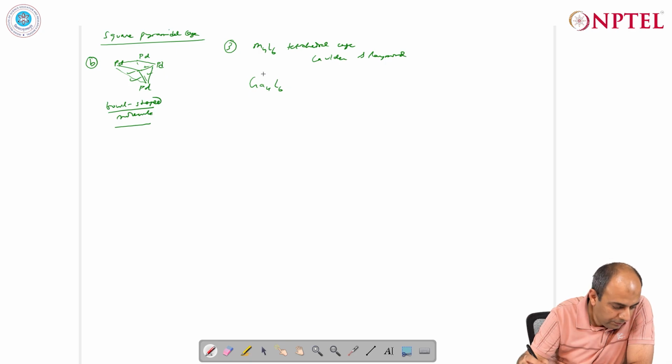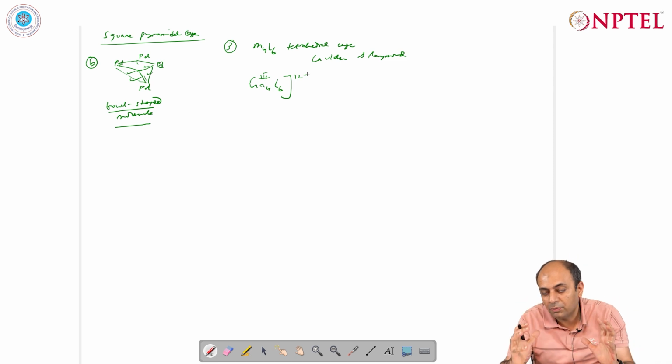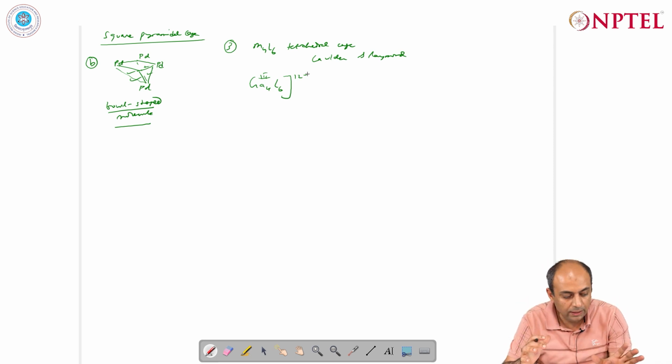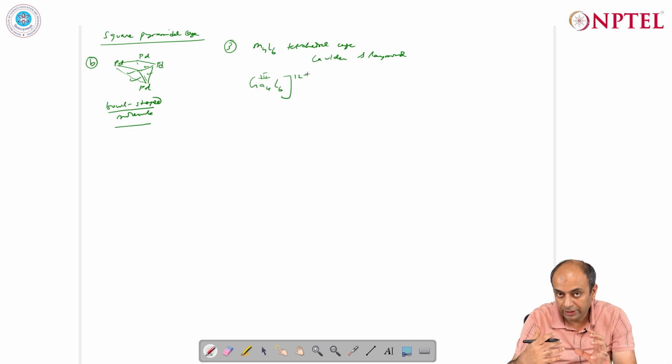So this is 3 and total is 12 minus charge. So overall the charge on the supramolecular cage is also very important. In the case of palladium, the overall charge is 12 plus. So the charges are very high. So that means that there are going to be strong electrostatic interactions between the substrate and the supramolecular cage, and so that is going to play a very important role.